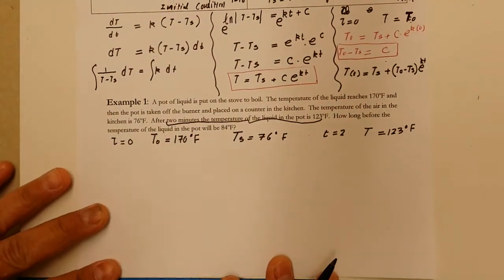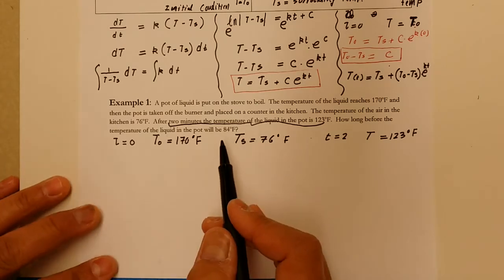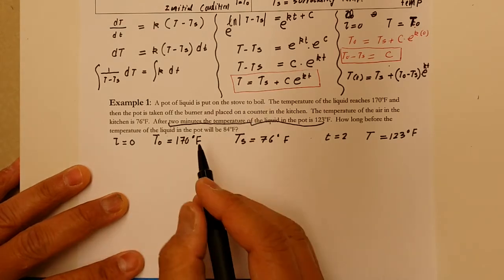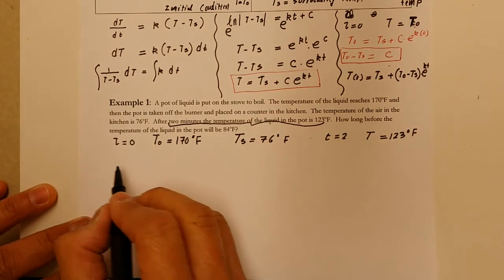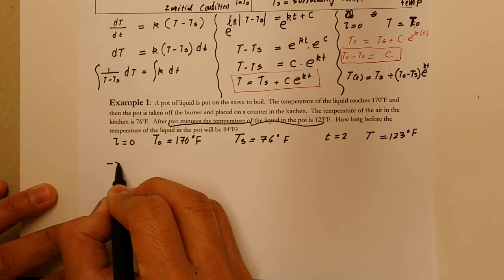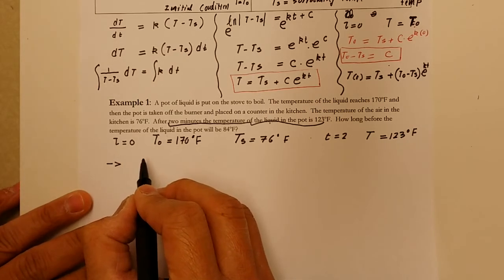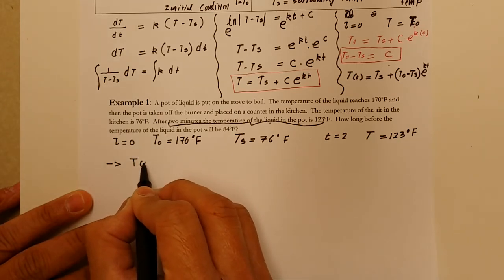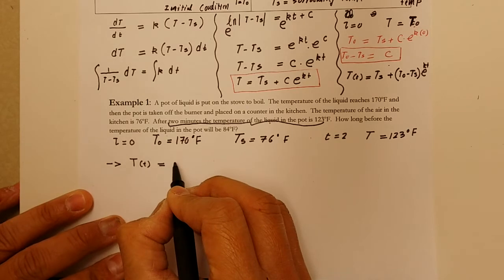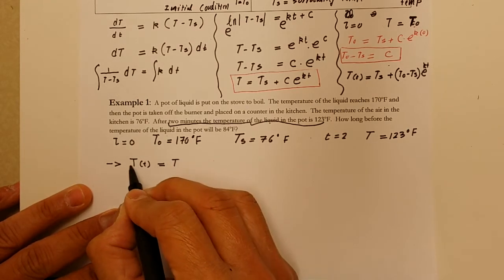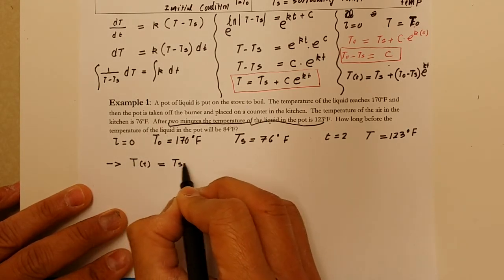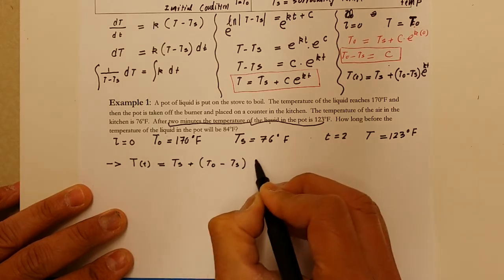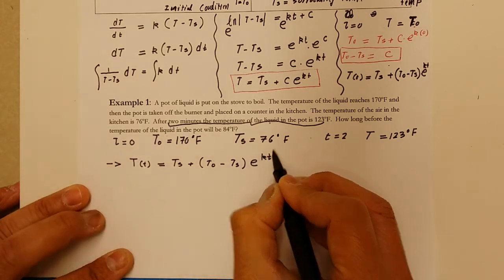To find out what k is, we start out by plugging everything we know in there, and we're going to try to solve for k. So step 1, let me go ahead and write down the formula first. T, the temperature at any time, is the surrounding temperature plus the initial temperature minus the surrounding temperature, again, times e to the kt. All right.